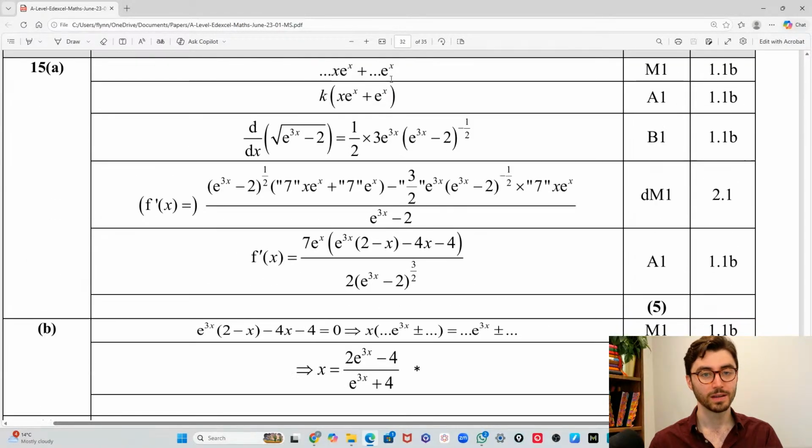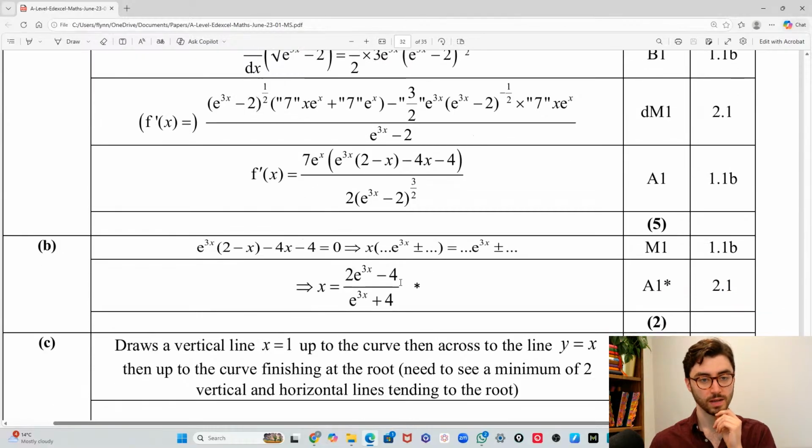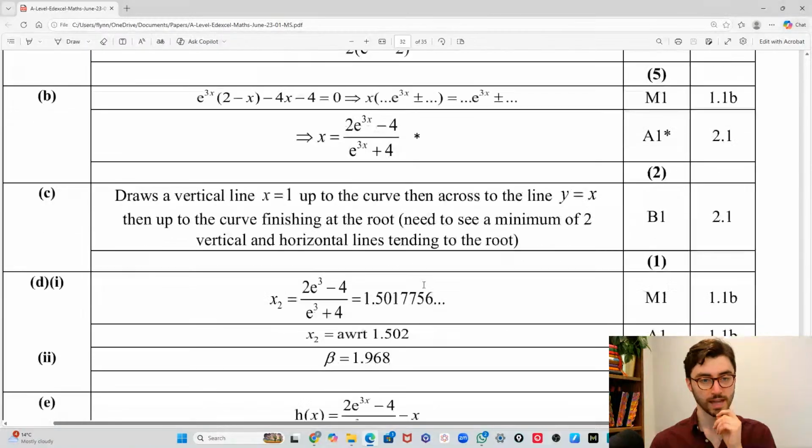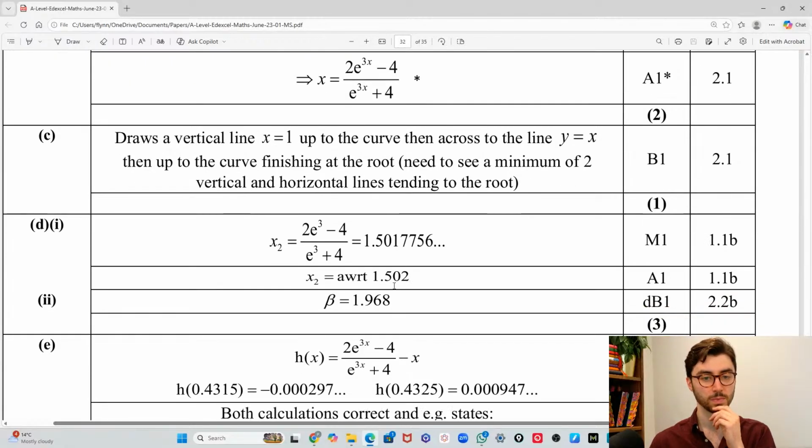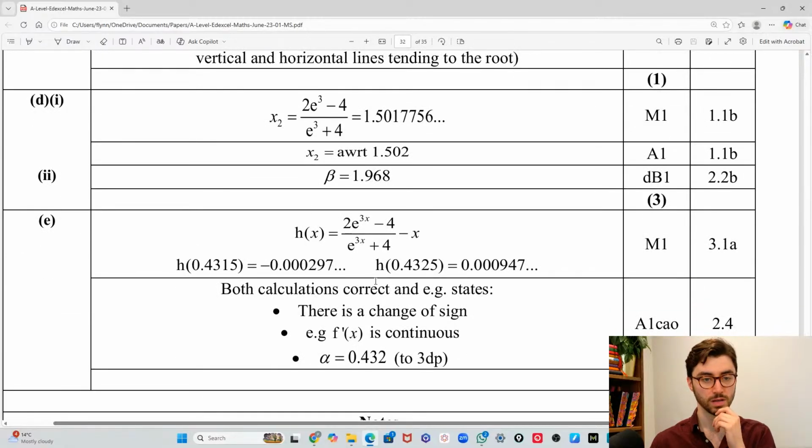Oh, they did it separately. Boo. Wait, bottom D top minus top D bottom, all over bottom squared. No, they totally did it that way. They just did it a bit more separate. And they put it all together, rearranged, and got that. This thing equals 0, you put it in and get that. Vertical to the curve, horizontal to the line, smashed it. 0 point there, got both of those.